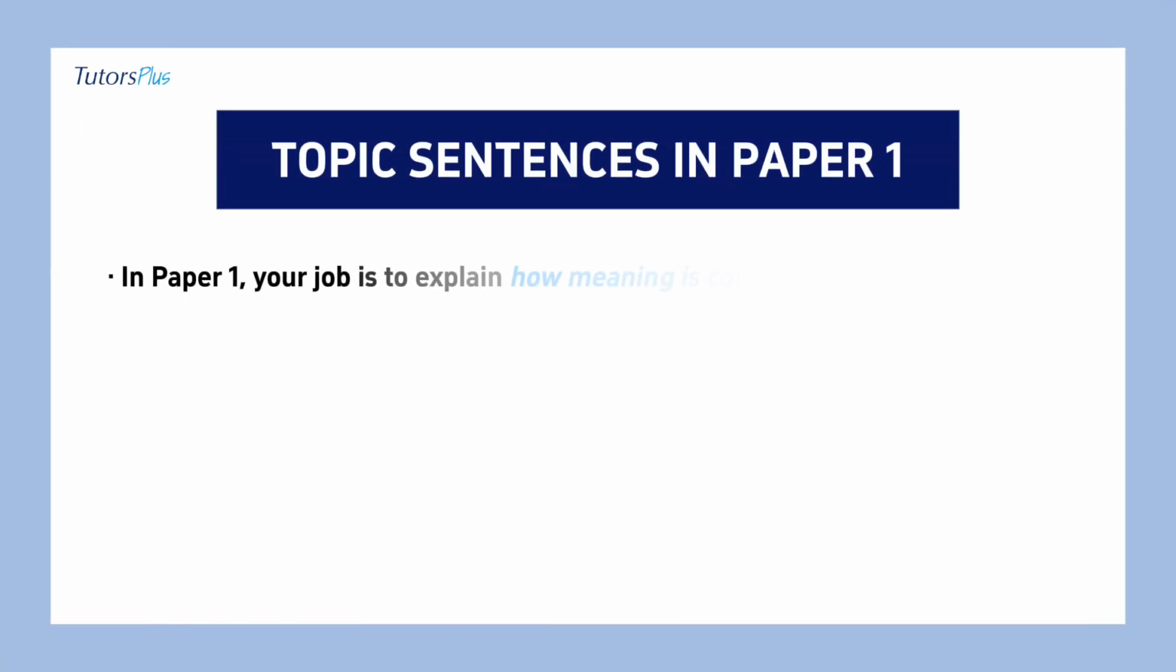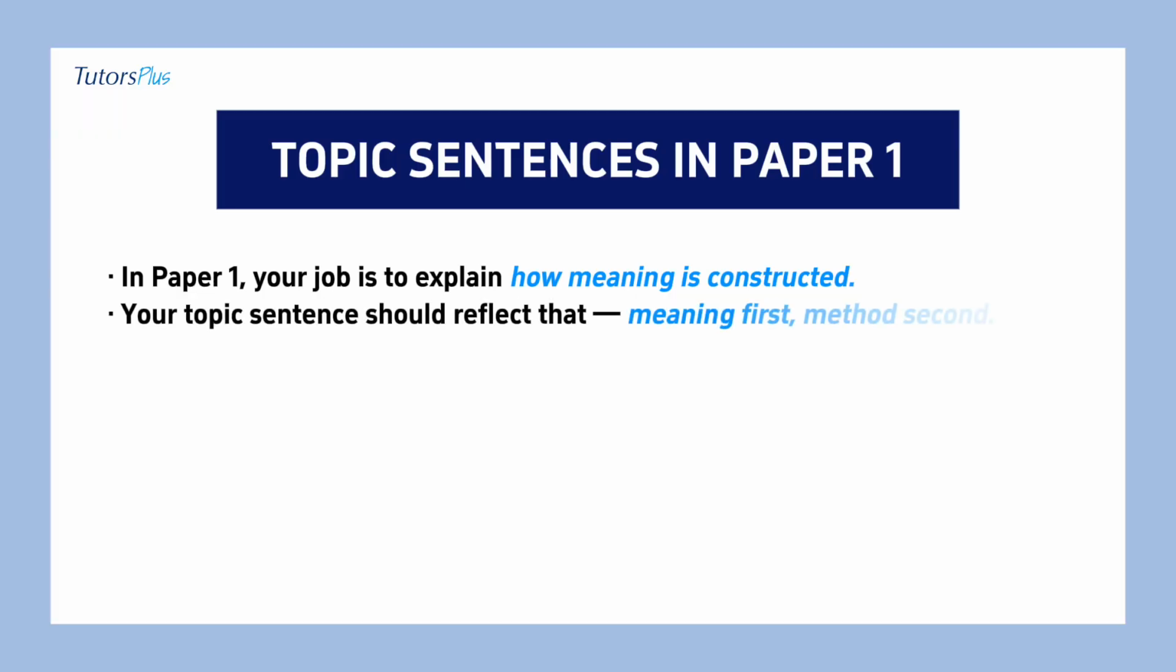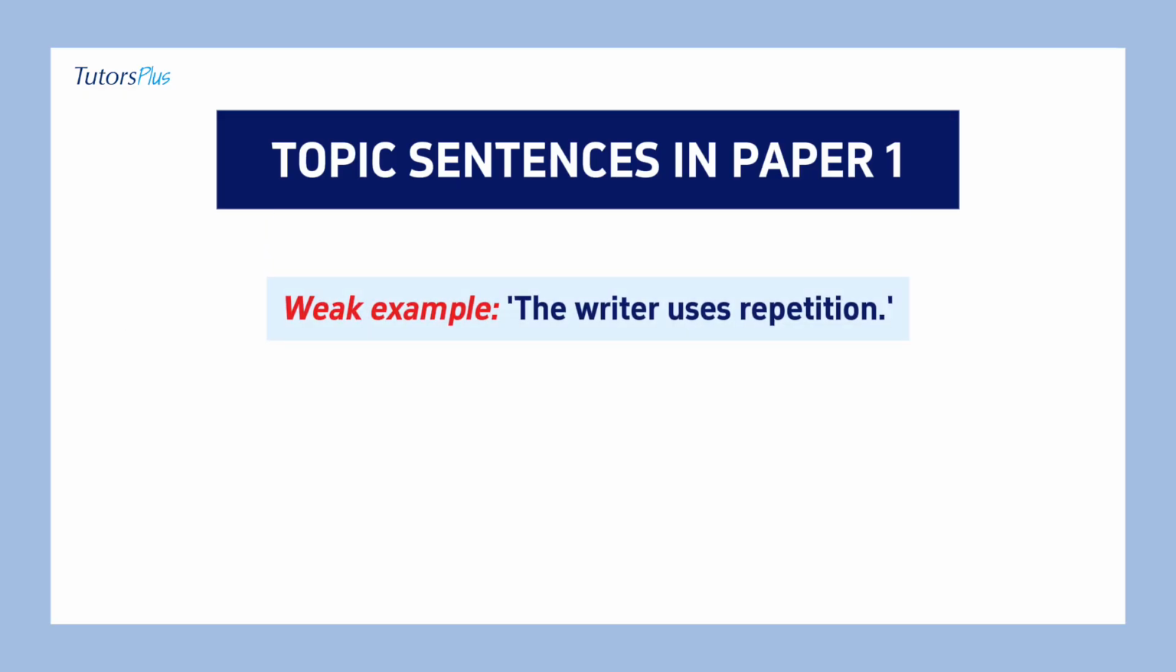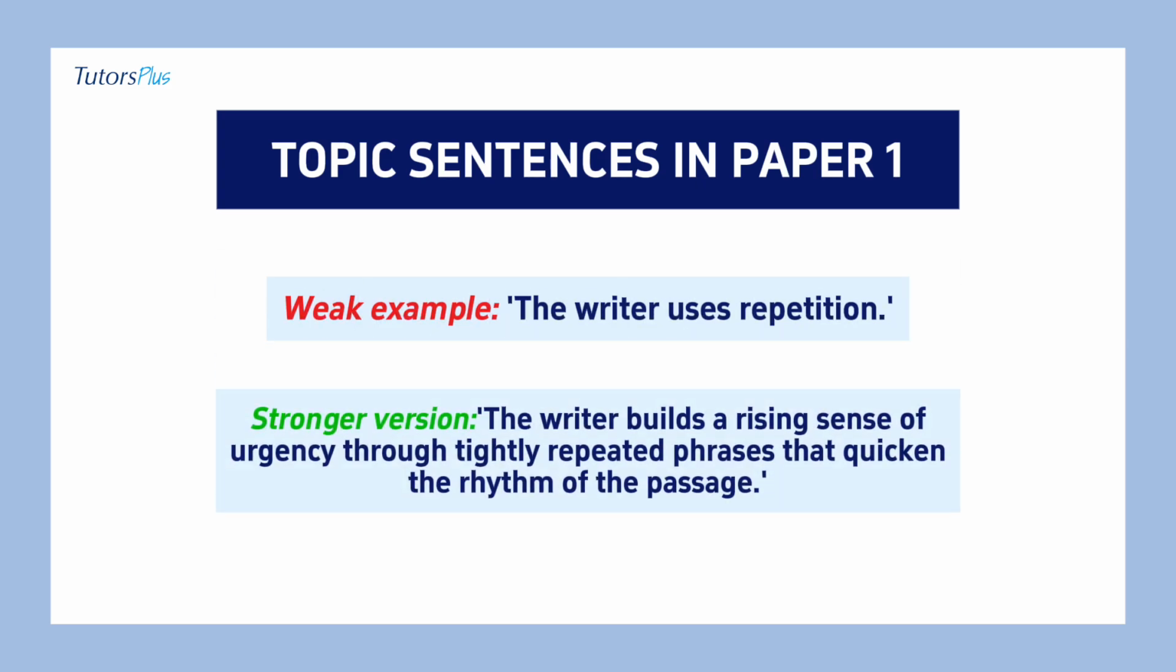In Paper 1, your job is to explain how meaning is constructed, and your topic sentence should reflect that, with the meaning first and the method second. A weak example might look like: "the writer uses repetition." It's very descriptive, it's very explanatory. A stronger version would be: "the writer builds a rising sense of urgency through tightly repeated phrases that quicken the rhythm of the passage." Here, you're not moving into analysis, you're not moving into description, but you're leading the way into what you're going to talk about in the paragraph.